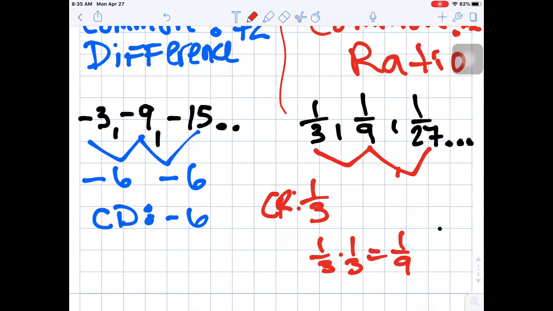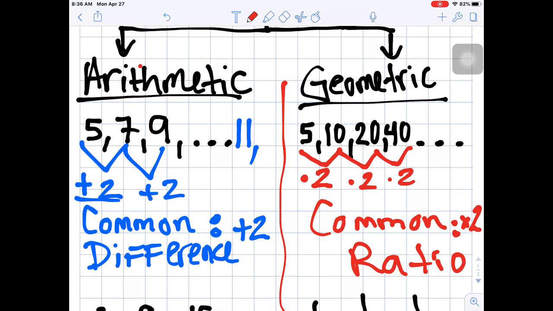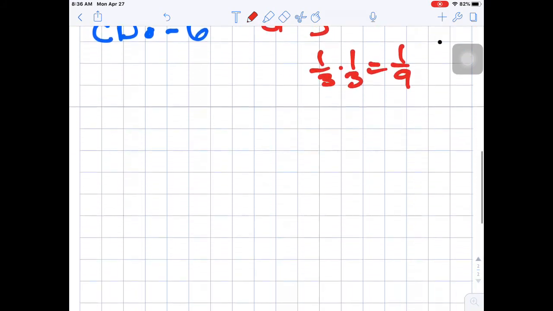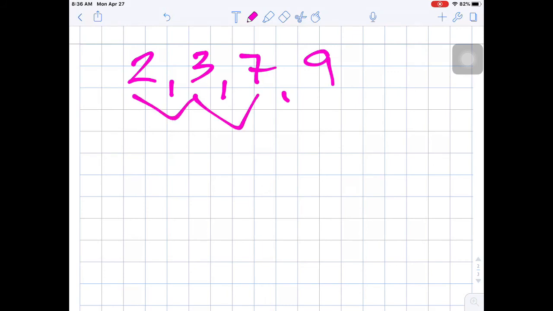So that's sequences in a nutshell. Today you're going to explore on your Desmos activity arithmetic and geometric sequences. Hope you enjoy them. And then you will see other sequences that have no pattern. So I'm going to use a random one, like 2, 3, 7, and 9. Although it's still growing, it's not growing by something in common. It's not adding or multiplying. In other words, it's not even subtracting or dividing. So that would be a neither. It's not geometric and it's not arithmetic. So that's your job today.